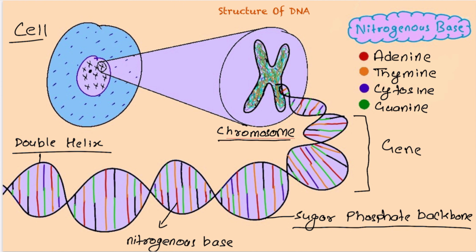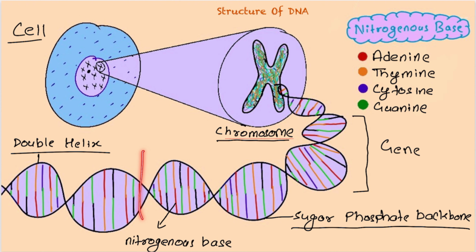Among them, as we can see, the red one binds with the yellow one. It means the adenine binds with the thymine, and the purple one binds with the green one. It means cytosine binds with the guanine. And all these nitrogenous bases bind with each other with a non-covalent bond, which is known as hydrogen bond.